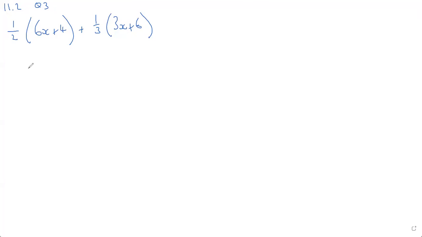So a couple of people have asked me to do some questions from 11.2 question 3. So this is question 3A. The first thing you can do is just say, well, I need half of all of this and a third of all of this. So you can just work those out in your head. Obviously half of all of this gives us 3x plus 2, and then a third of all of this gives us 1x plus 2.